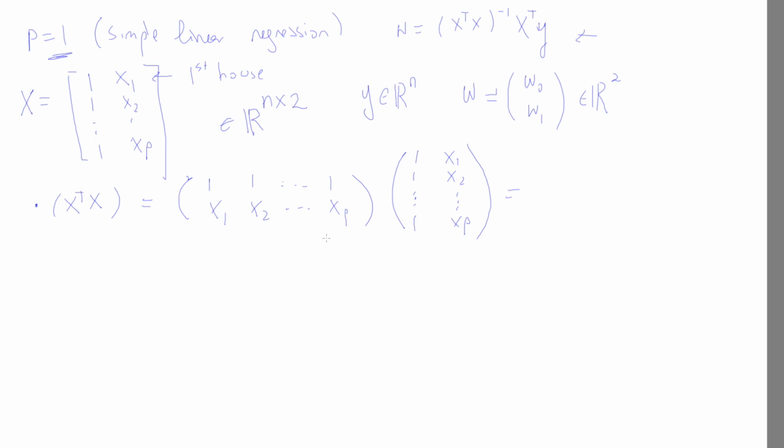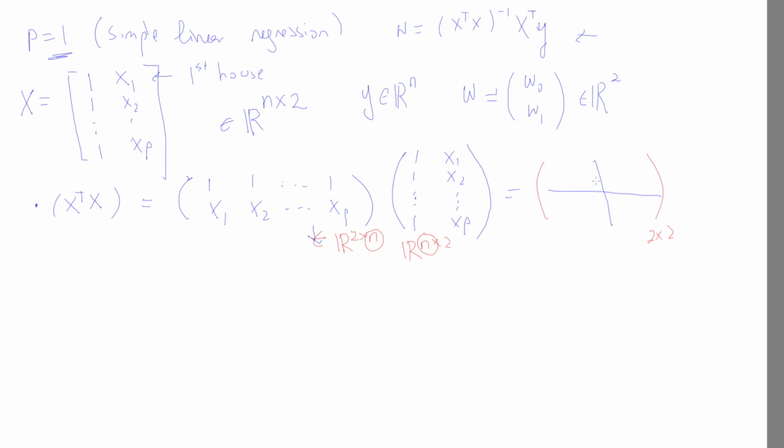All right, so let's figure this out. Let me use a different color just not to make things messy. This guy is a 2 by n matrix. This guy is an n by 2 matrix. So the result is going to be a 2 by 2 matrix, because when you're multiplying matrices, the inner dimension has to be the same, and the resulting dimension is the outer dimensions, 2 by 2.